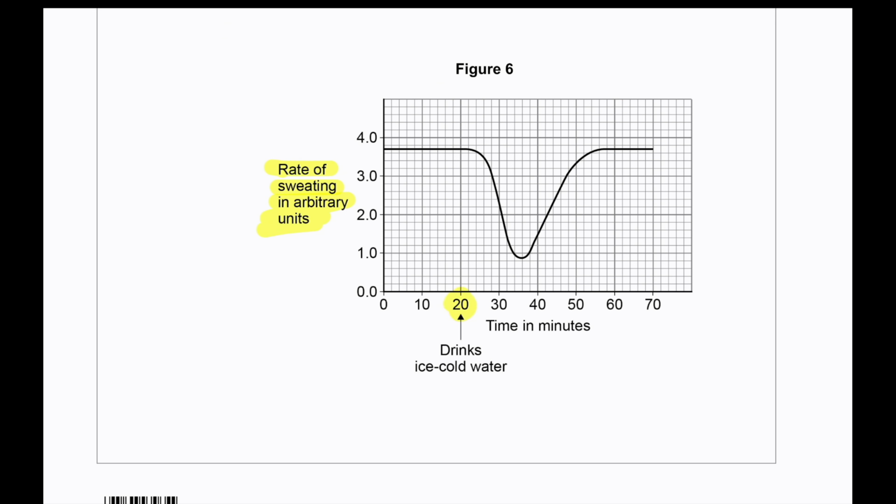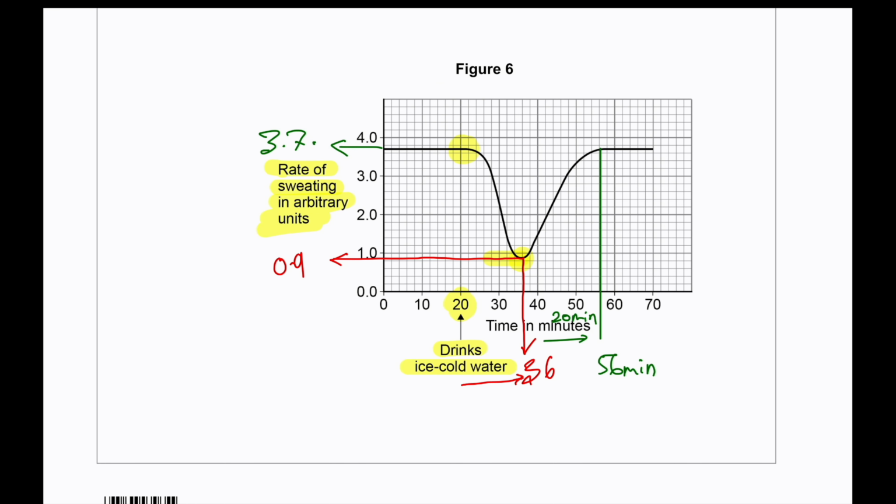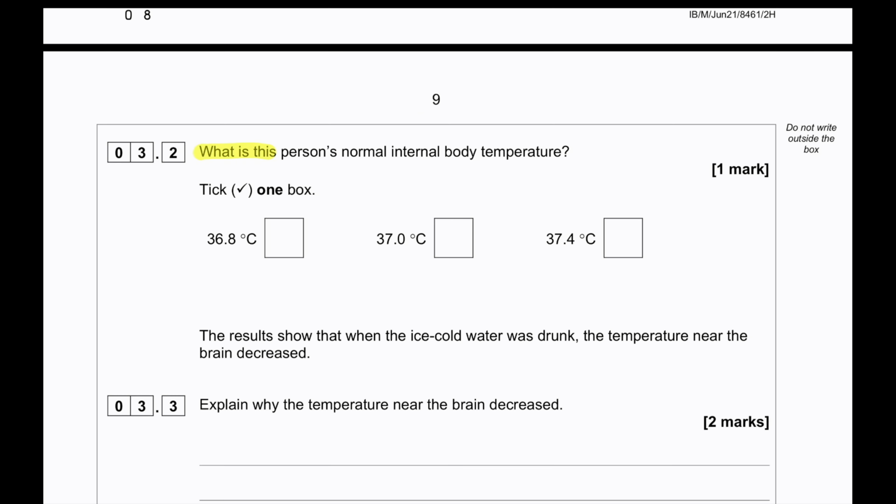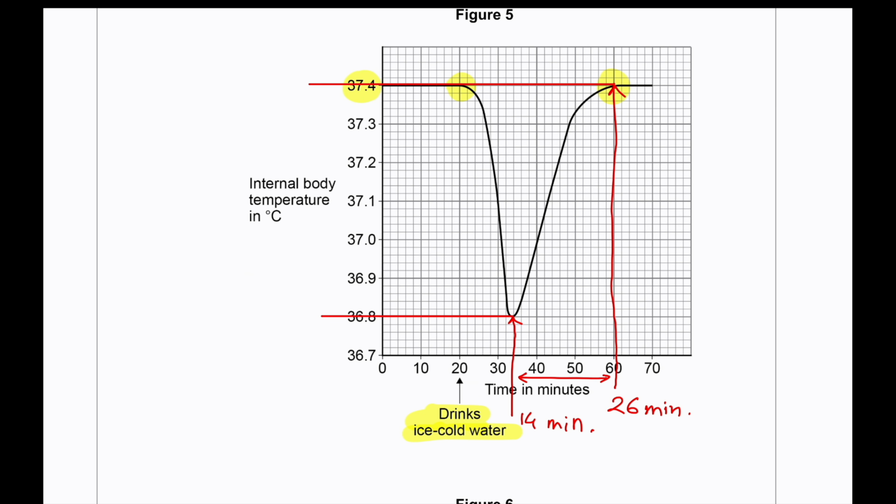Rate of sweating in arbitrary units. The person drinks at 20 minutes. Rate of sweating decreases, goes down to 0.9, approximately 36 minutes. So 16 minutes after drinking the ice-cold water, and then rises to the same level back at 56 minutes. So 20 minutes. The sweating rate again increases back to the original 3.7. What is the person's normal internal body temperature? The normal internal body temperature was 37.4.